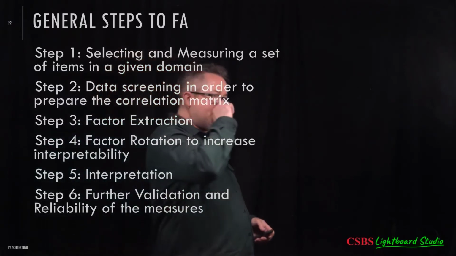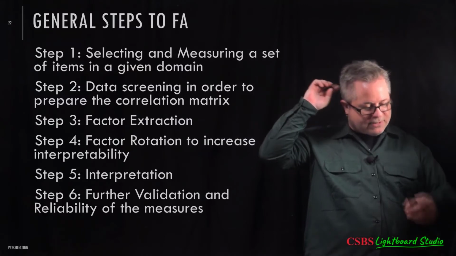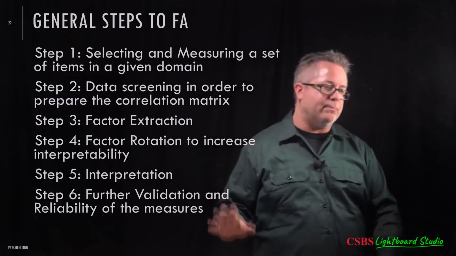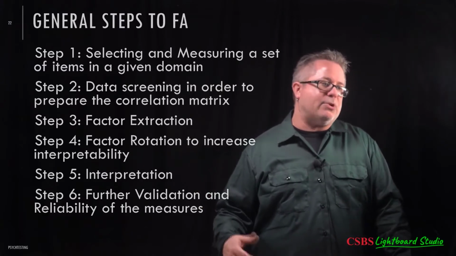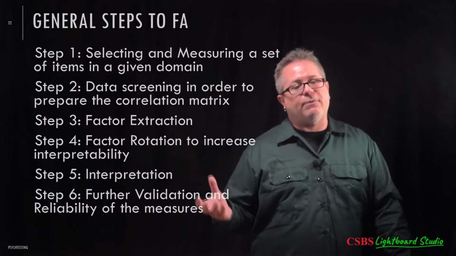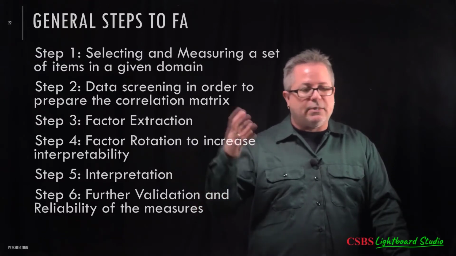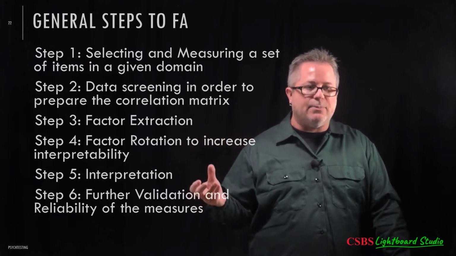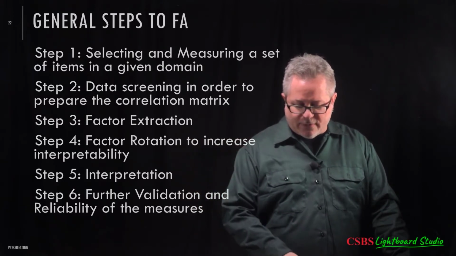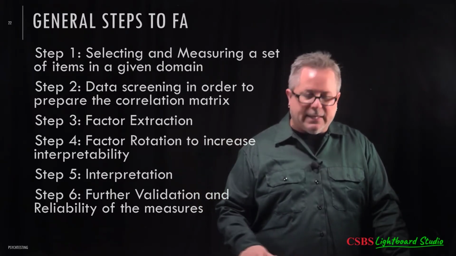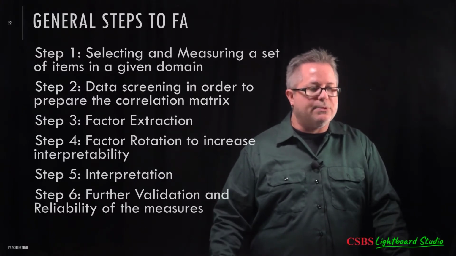So, general steps to doing a factor analysis. These are the same steps, again, for any kind of factor analysis in general, so you're talking about principal components analysis as well. You're going to select and measure a set of items. So you have to have some kind of domain you're interested in, and items that are measuring that domain. So if it's, again, like depression, you're going to have depression items that you're going to try to factor analyze, and you want to know if you've made a good operational definition of depression using these items.